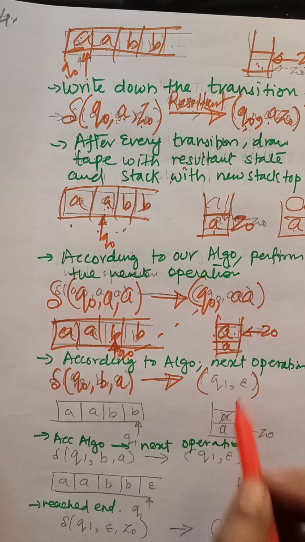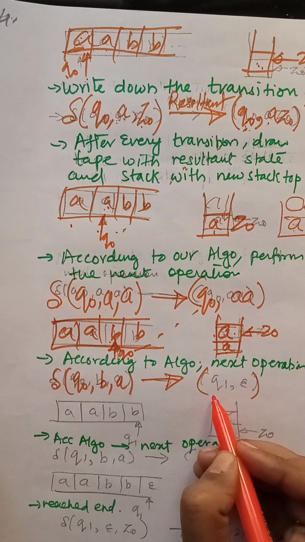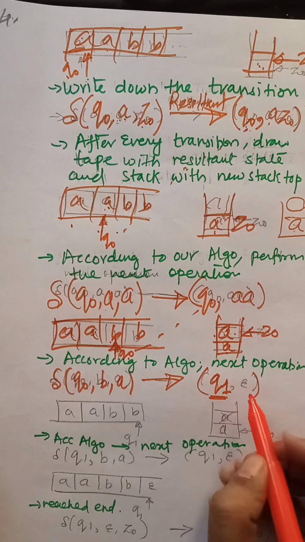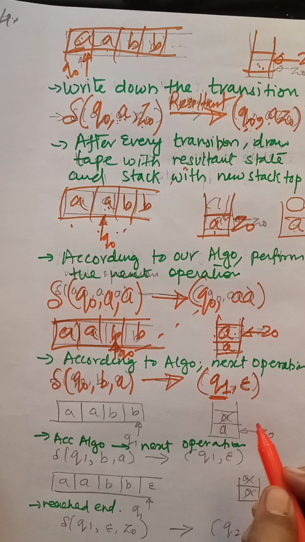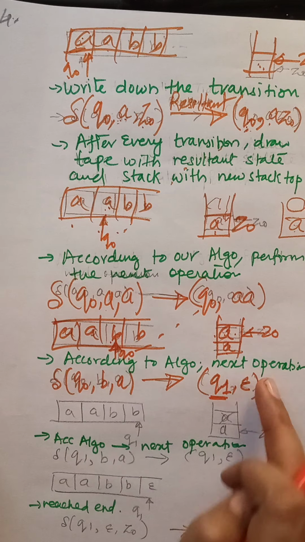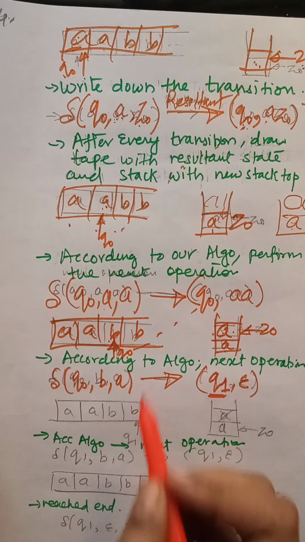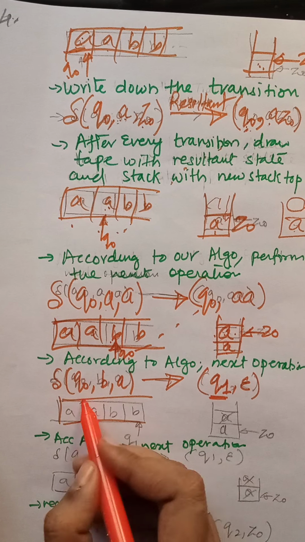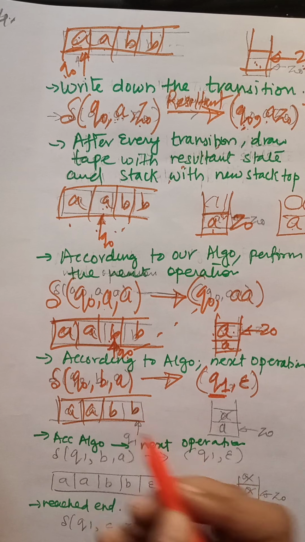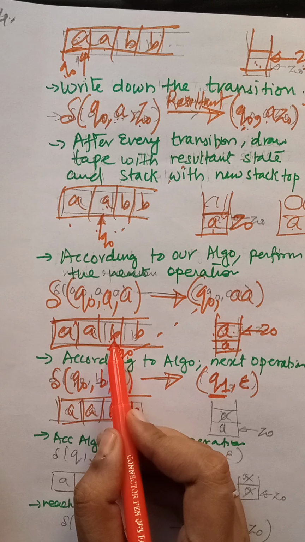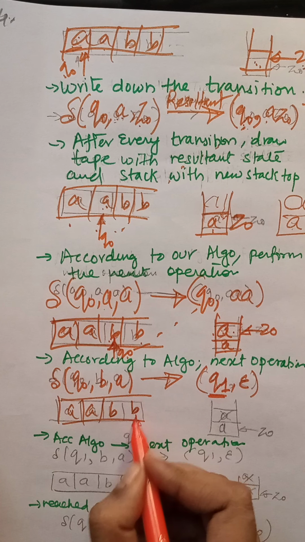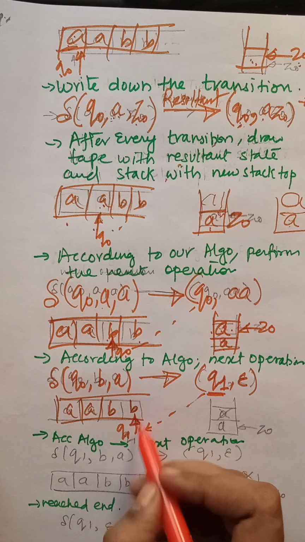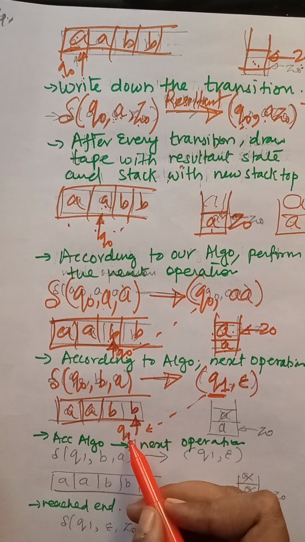So what will the pop operation be? First of all, you decide the resultant state. If you want, you can change it to q1, and the pop operation is simply written as epsilon. After writing this transition, we have to redraw the diagram for the resultant states. So here again a a b b. After reading this b, the pointer will move to the next b, and we are going to read this b with the resultant state q1.